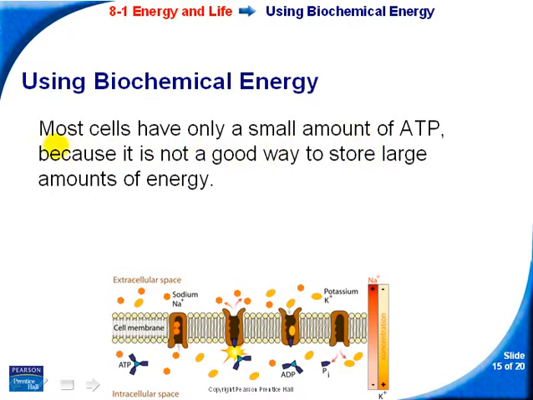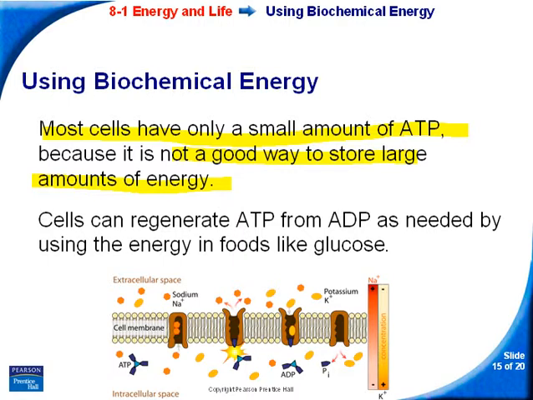And this is something to remember. Most cells only have a small amount of ATP because it's not a good way to store large amounts of energy. And we know we've seen energy stored in carbohydrates and also in lipids. And cells regenerate the ATP from ADP when they get food like glucose. And that helps them go from ADP to ATP.